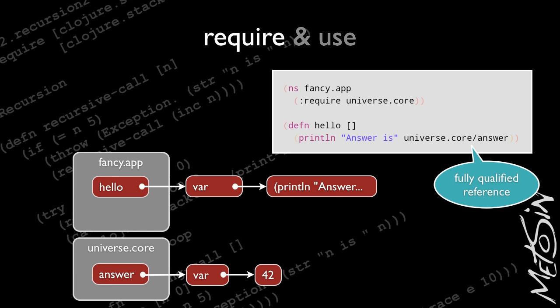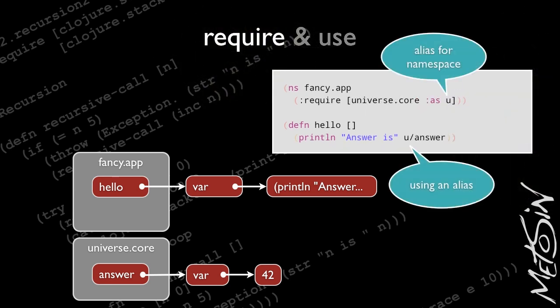This is not the only way, because we can change the code so that instead of just requiring the universe.core, we can specify an alias for it. So in here I have required universe.core, but I also said that within this namespace use an alias u for this namespace. So it's much shorter now to achieve the same result, so I can just write u/answer and it does the same thing. So this helps you with your typing, so you don't have to type so much.